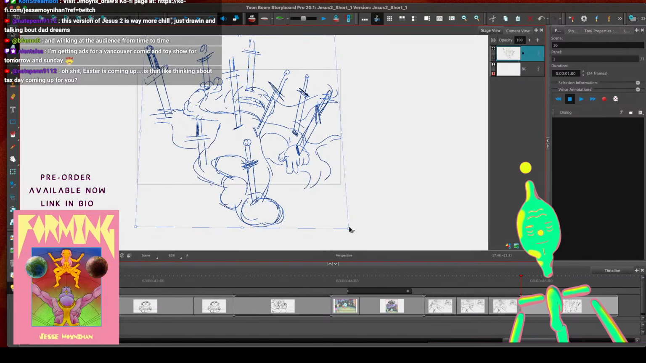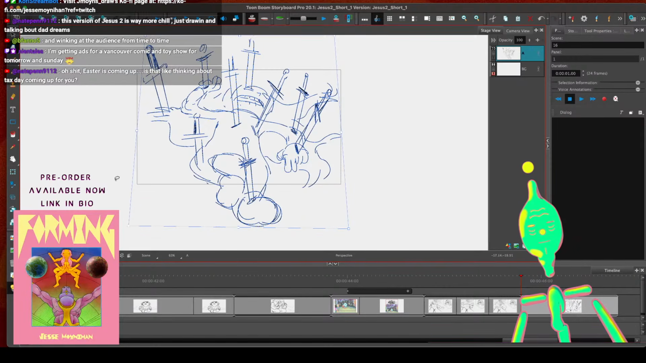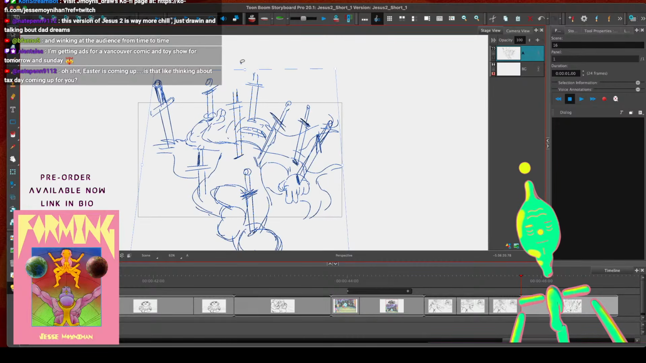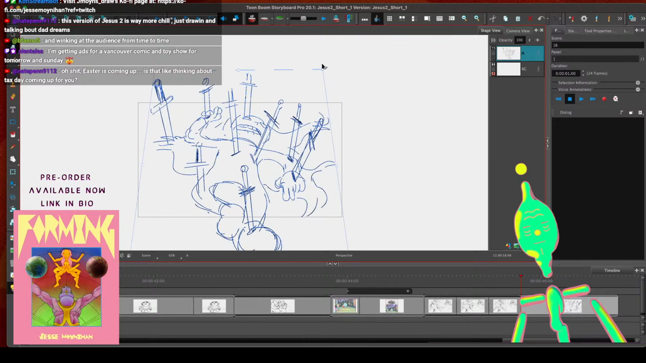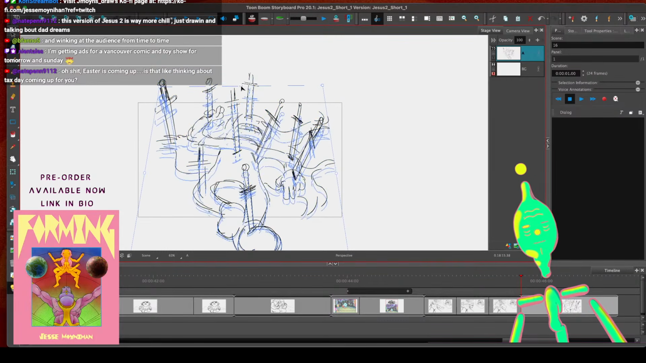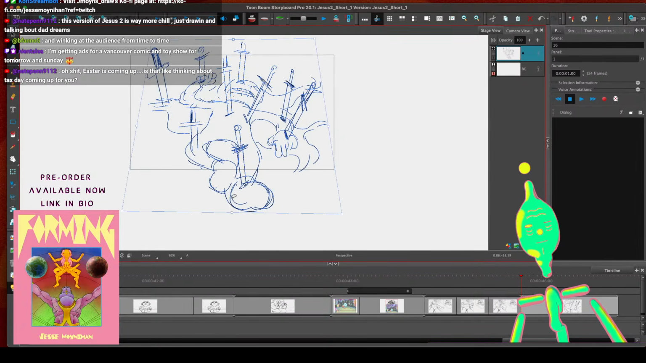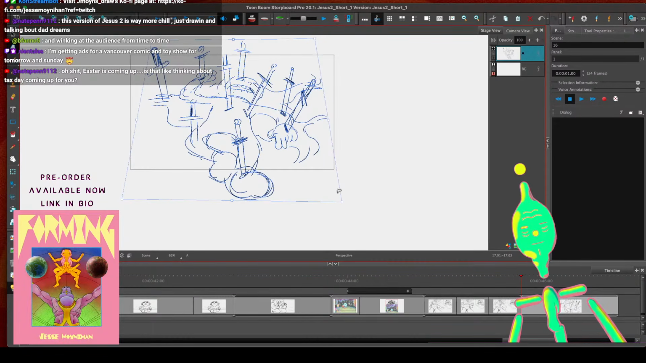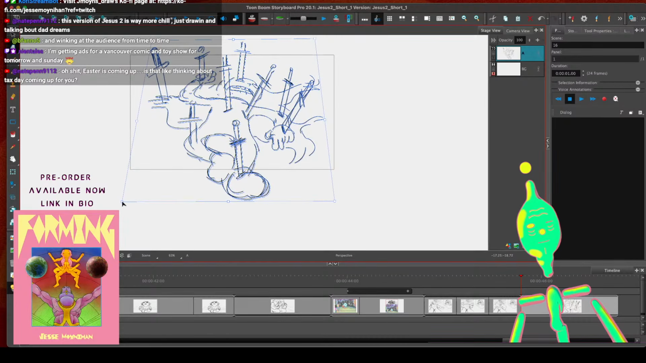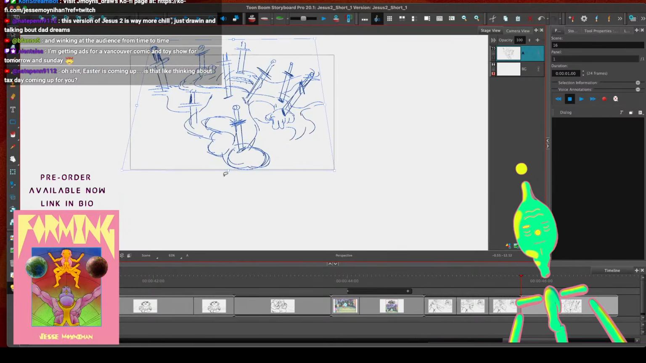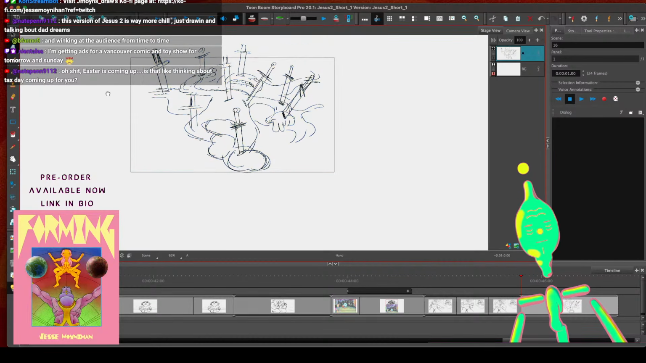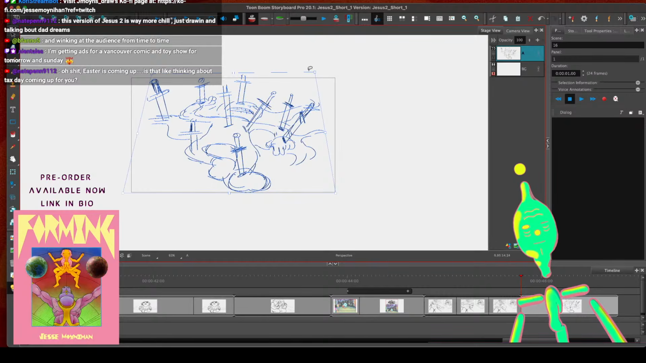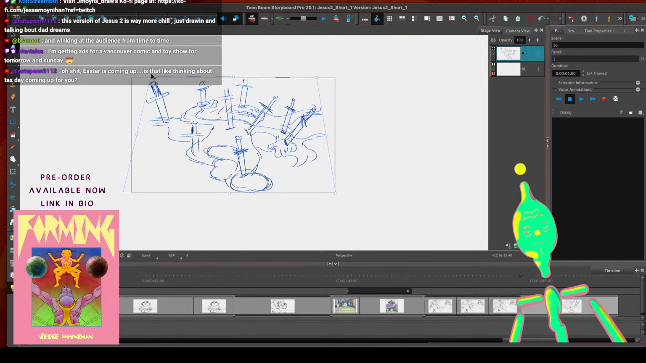This to be like this. Fit in the thing, fit in the square, fit in the square. All right.